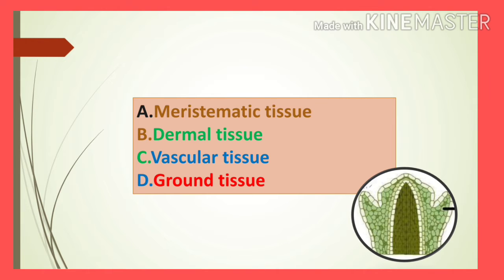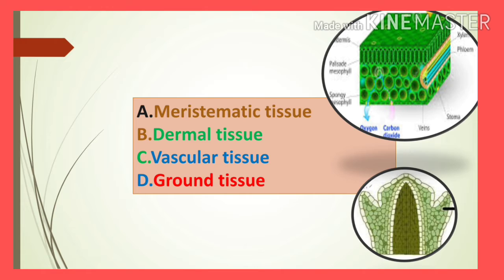Next one is the dermal tissue. So this is a dermal tissue. You can see the second layer, that is B, as a dermal tissue, which is acting as a protective layer for the plant, which is protecting the plant.